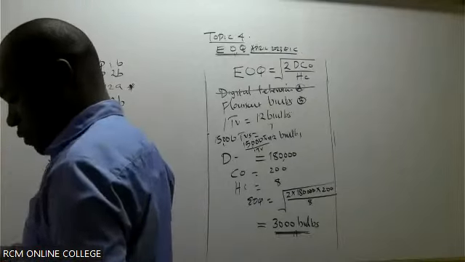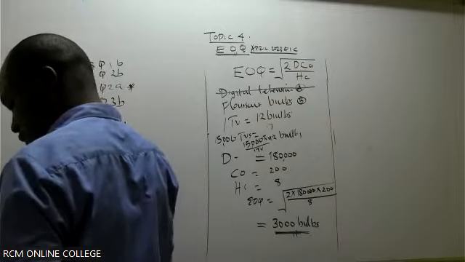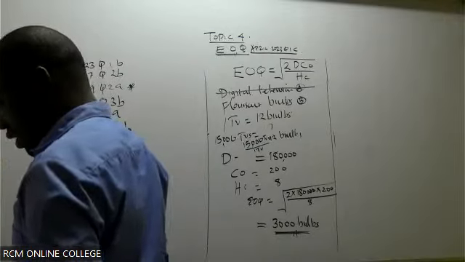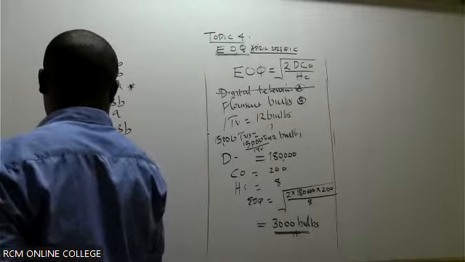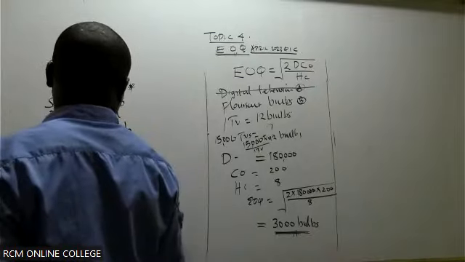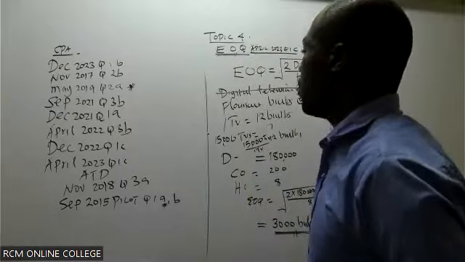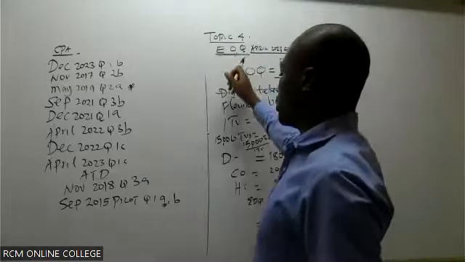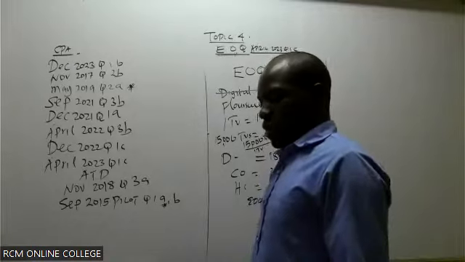Then ATD. I've only managed to access these two for now. November 2018, question number 3A. Then September 2015 pilot, question number 1A and B, whereby question number 1A is theory: assumptions of economic order quantity. So assumptions of economic order quantity was tested in this particular sitting.